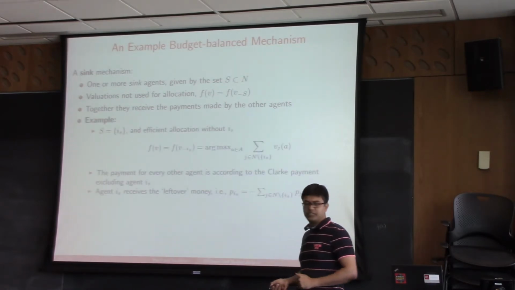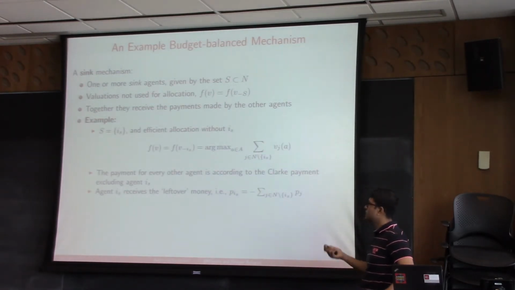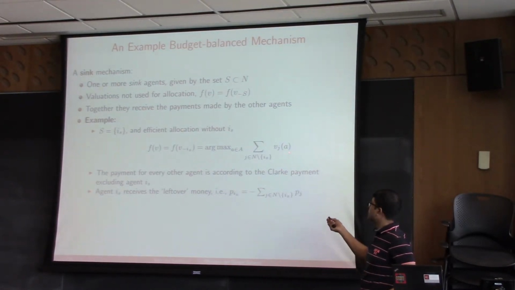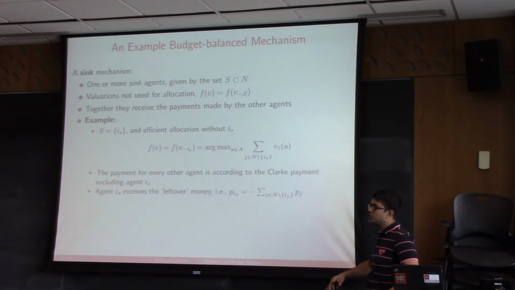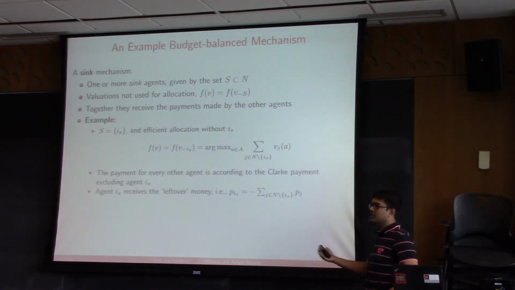So let's take one specific example. Suppose the set S is a singleton. I have only one sink agent. And I'm going to take the decision of picking the efficient allocation without this agent. So here I'm just summing over all the valuations of the agents except the sink agent, taking the decision that is socially optimal for them, and then charging them the Clarke payment rule, the VCG payment that we discussed in the beginning. I know that is going to be strategy-proof because of the properties of the VCG scheme.